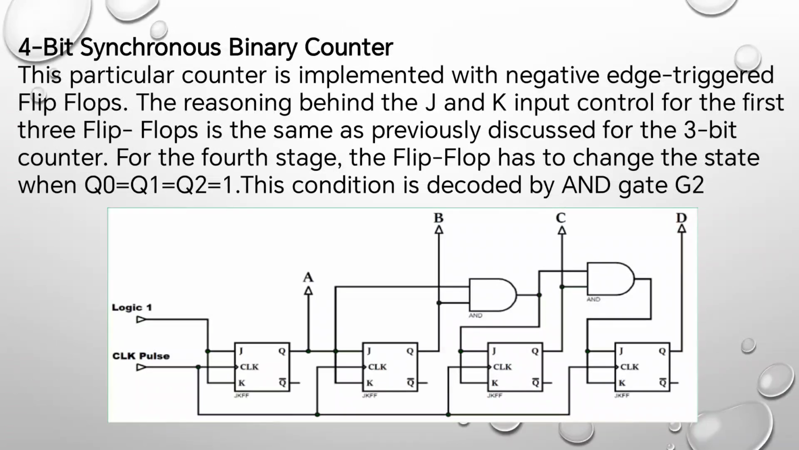4-bit synchronous binary counter. This particular counter is implemented with negative edge triggered flip-flops. The reason behind the J and K input control for the first 3 flip-flops is the same as previously discussed for the 3-bit counter. For the 4th stage, the flip-flop has to change state when Q0, Q1, Q2 equal to 1. This condition is decoded by AND gate 2.